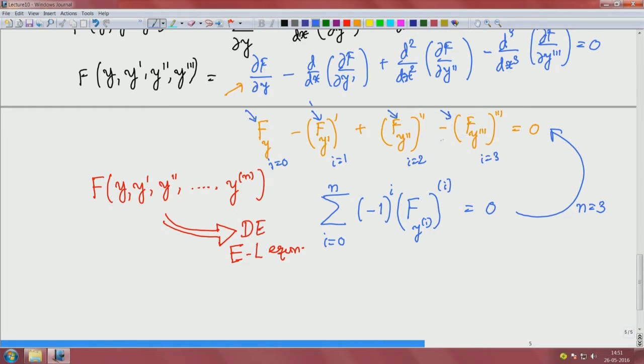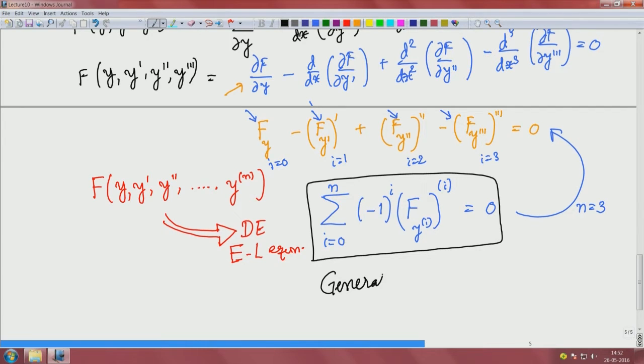So, that is how we get this. This will be the general form of the Euler-Lagrange equation for an integrand that has n derivatives. This general form can also be written for the boundary condition. So, this is the general form of the Euler-Lagrange equation for an integrand involving n derivatives.